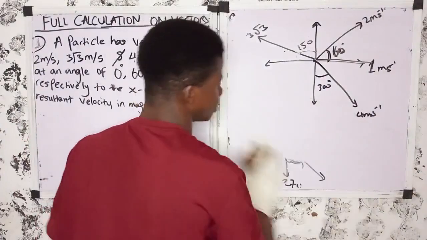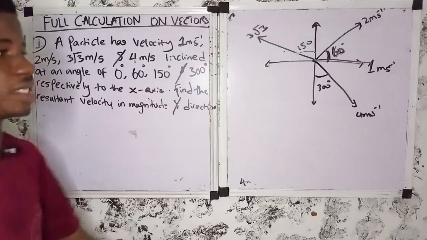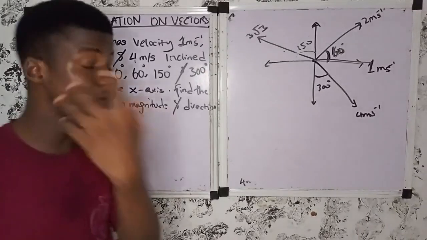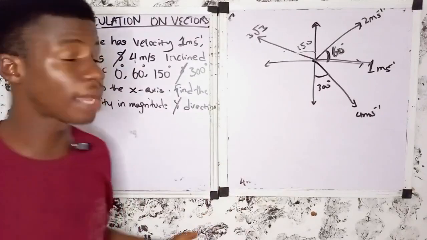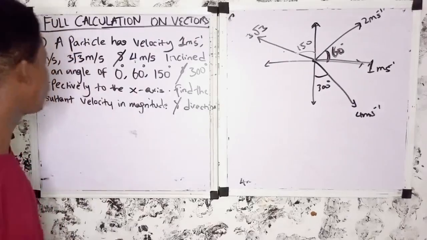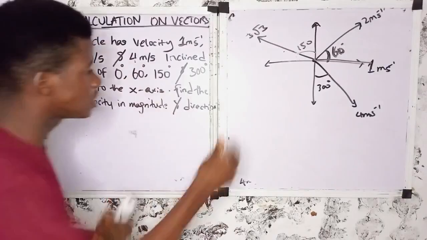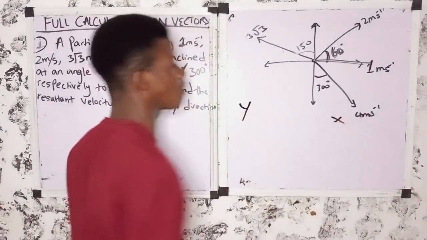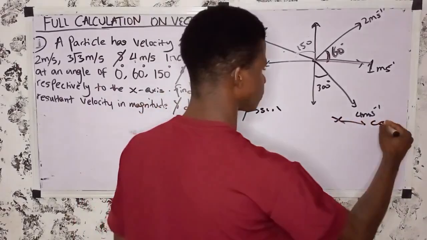Now let's solve. It's very easy. This resolution of vector is very easy. As long as you know the real angle, you can just use that method I showed you guys to solve and get your answer. What are we looking for? We're looking for the magnitude as well as the direction. Just divide it into two parts, x and y. Remember, y is always sine, x is always cos, right?